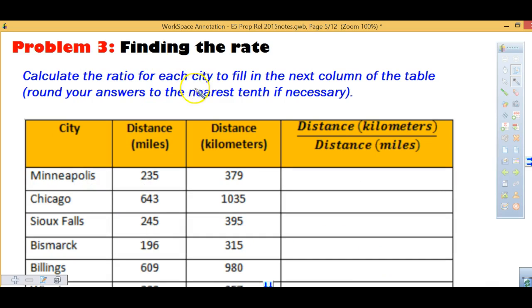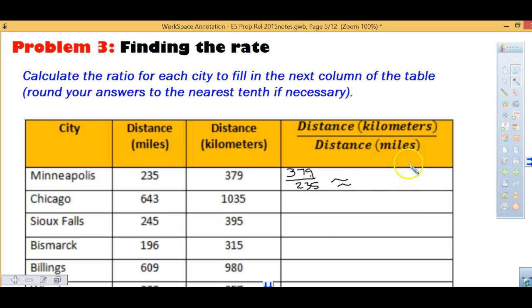Now what we want to do is find the ratio. Again, finding that rate, we are going to take our kilometers and divide by distance. So we are going to take 235 on your calculators and divide by 379. So, just the opposite, right? We do not want to put in our miles first. We want to put in kilometers. So we're going to go 379 in your calculator divided by 235.